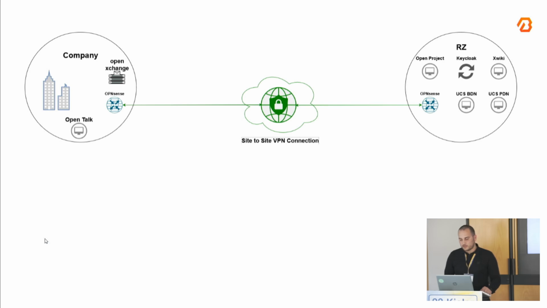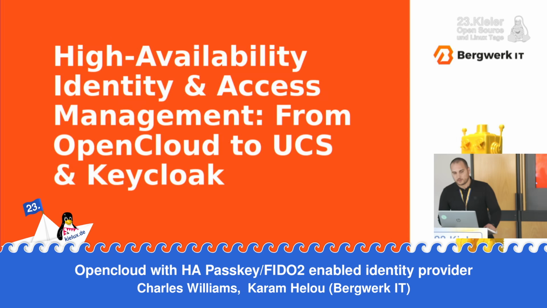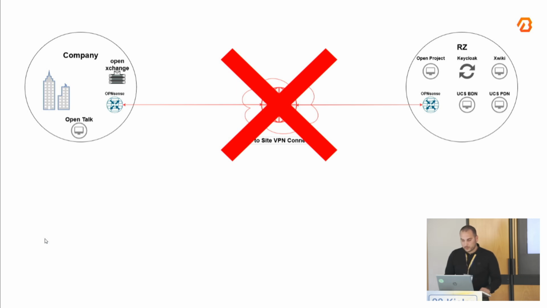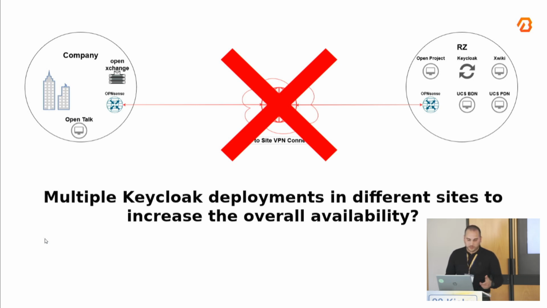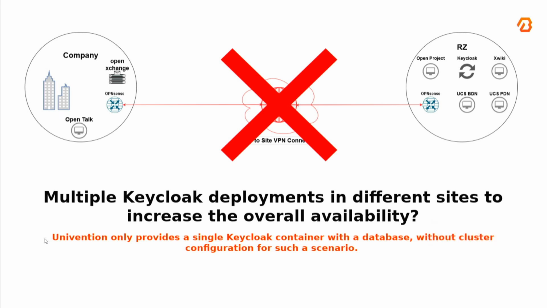But what if the connection goes down? So here's the problem. If the connection is down, their connection to their servers, for example, in the data center, in XWiki and OpenProject is down. So here comes the other part, which is we thought about multiple Keycloak deployments in different sites to increase the overall availability. That's a solution, but it cannot be done because Univention only provides a single Keycloak container with a database, without cluster configuration for such a scenario.